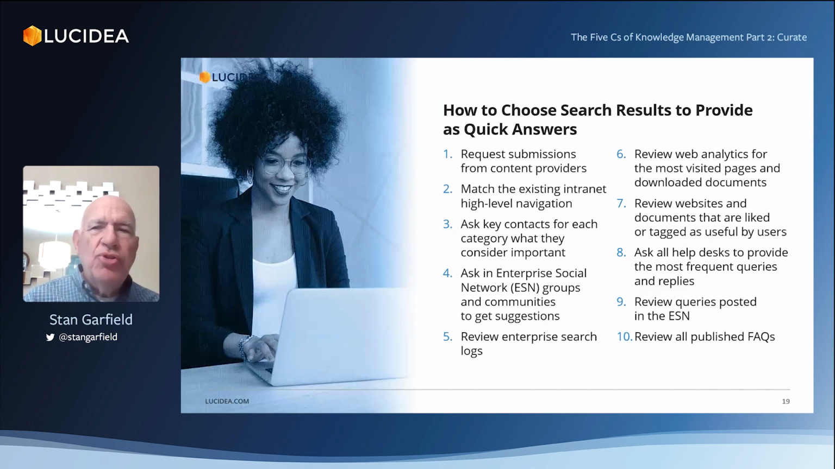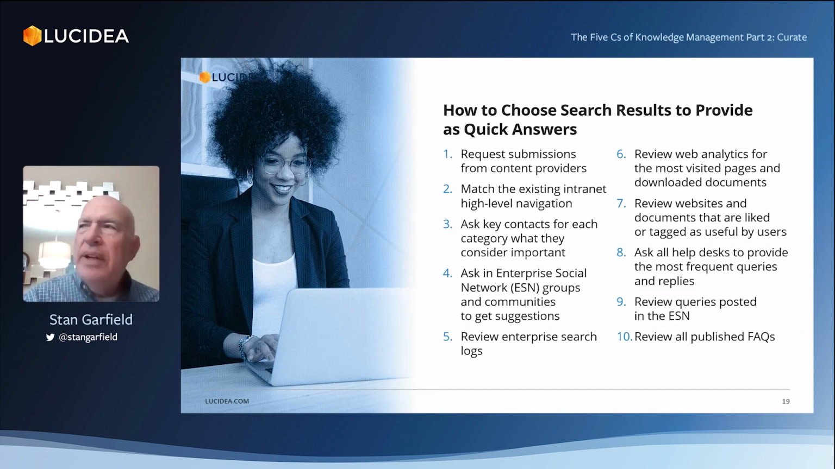How can you choose search results to provide as quick answers? You can ask for submissions from content providers. You can ask the people that contribute to your repositories, what do they think should be in your quick answers? You can match the existing intranet navigation. So if you have a navigation that's based on your org structure, then you can have your search results match that structure. You can ask key contacts for each category what they consider important.